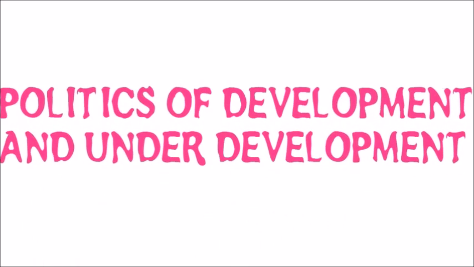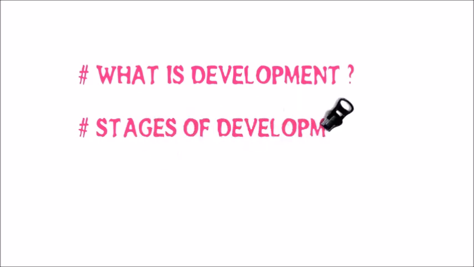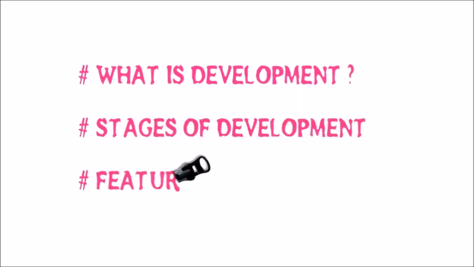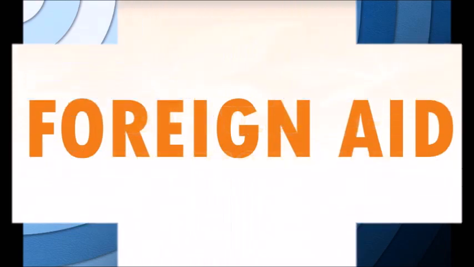Before now on this course, we have been able to study together what is development. We also went further to study stages of development, and also we went further to do justice to futures of development. Today, we'll be dealing with agents of development and underdevelopment. For this episode, we'll be dealing with foreign aid.